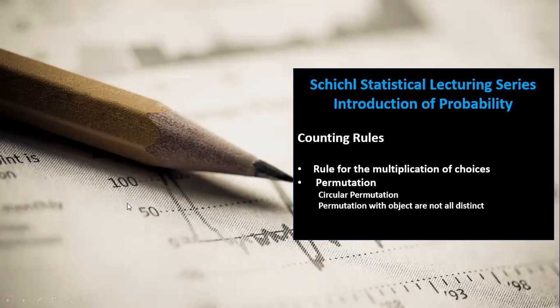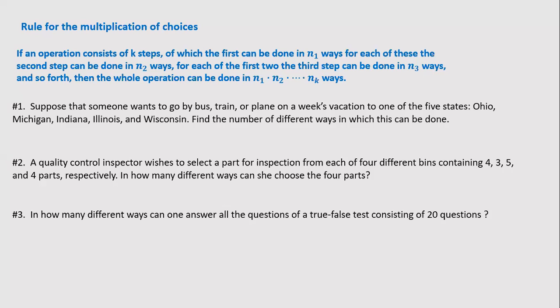In this video, we're going to go over 6 problems about the rules of the multiplication of choices. Before we start this, I'd like to discuss what the counting rules are. Why, when we talk about probability, do we need the counting rules? What does that mean? Let me go to the whiteboard and show you.